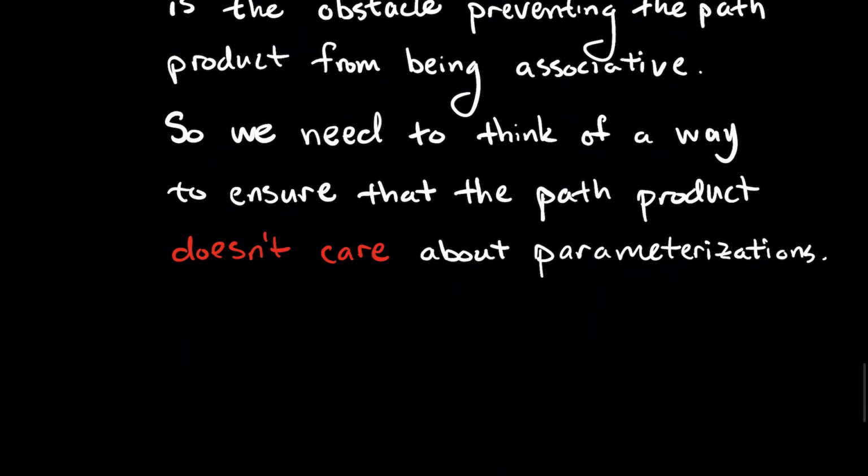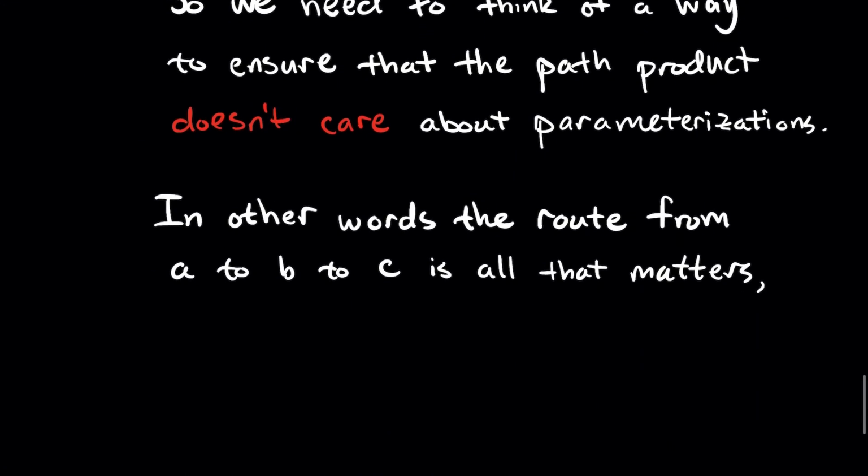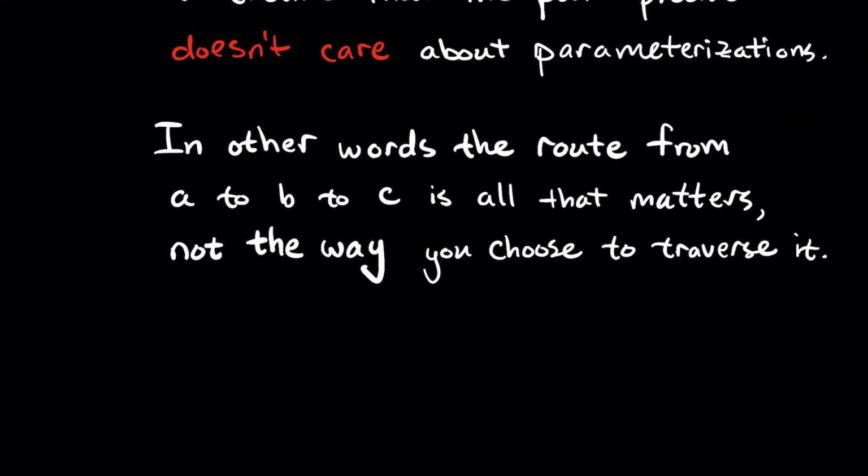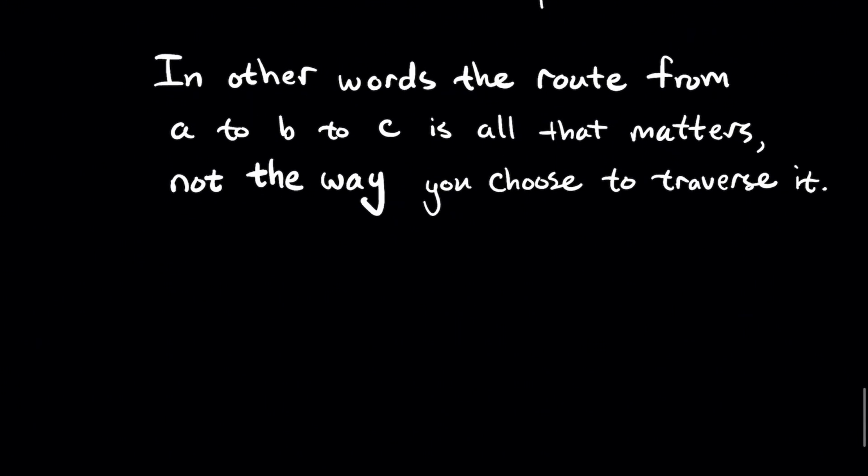So if we think associativity is good because, like I said, a group has kind of the most tools for us to offer to start doing some math and analyzing things, we need to think of a way to ensure the path product doesn't care about parameterizations. In other words, the route from A to B to C is all that matters, not the way that you choose to traverse that route.